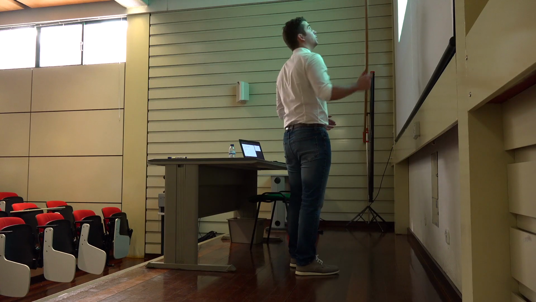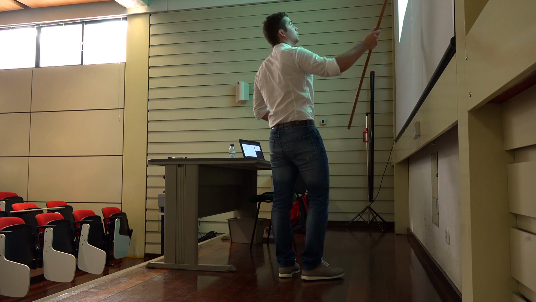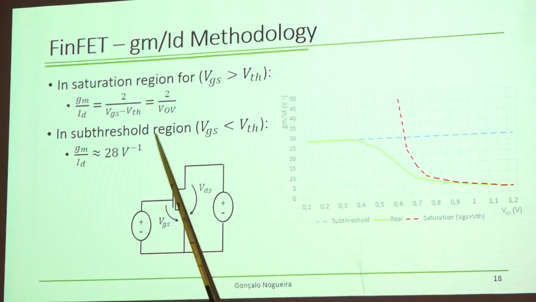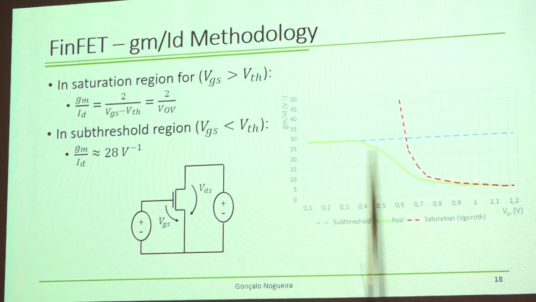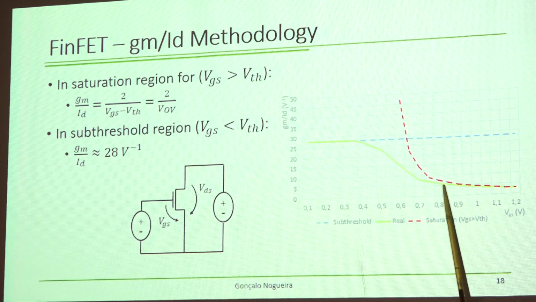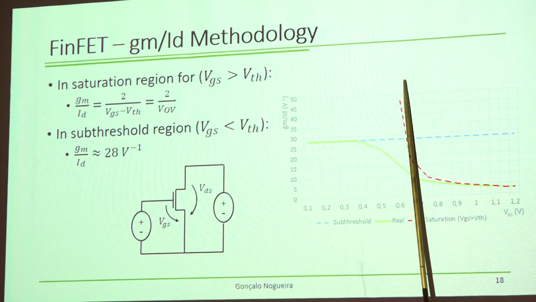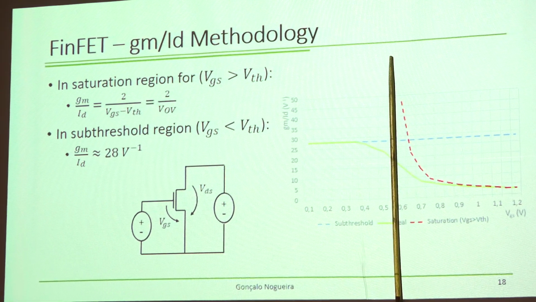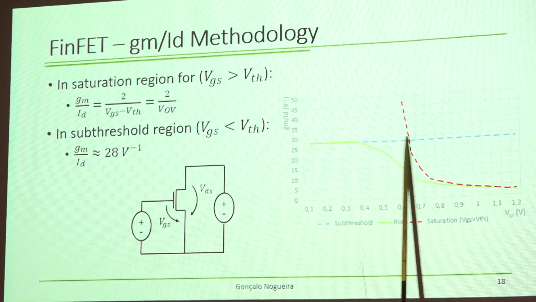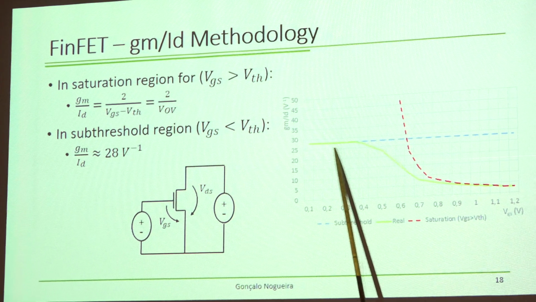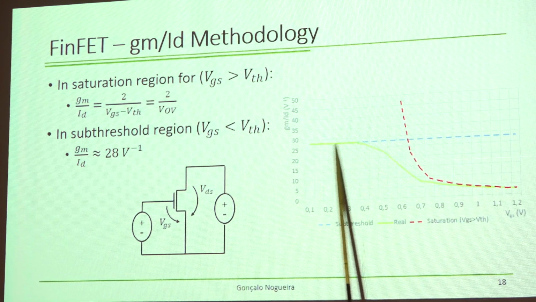Now, if you sweep gm over ID as a function of VGS, what are you expecting to achieve? If the behavior of the saturation region was ideal, you would achieve the red curve. It would go down here, and it would start going up a lot until you hit the threshold voltage. In the subthreshold region, you would have a constant 28 gm over ID value. But if you grab a transistor and test it in the lab, your gm over ID is going to be like the other curve. The behavior is going to be more or less like this.